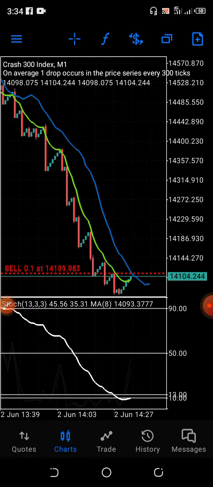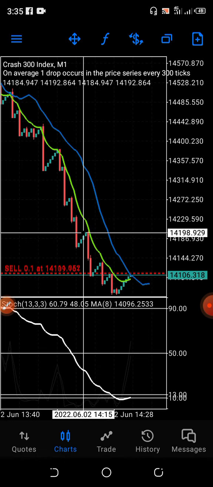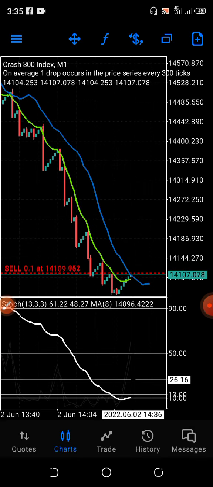The green now wants to cross. Do you see that? This is Crash 300. This thing works perfectly for anything you can call indices. It works on Crash, Boom, volatility of any type. So now this thing that wants to cross here, if it crosses here and you watch it coming up like this, it's an entry point.